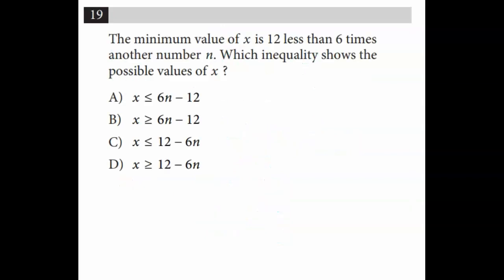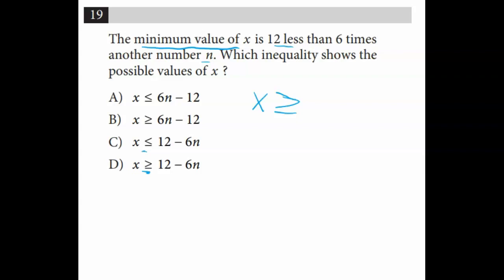All right, number 19. The minimum value of x is 12 less than 6 times another number n. Which inequality shows the possible values of x? So first we need to figure out which way this sign is facing. If we know the minimum value of x, that is the smallest value of x will equal 12 less than 6 times n. So if it's the minimum, that means x is greater than or equal to, and this would be the minimum of x, or the lowest it would go is this equation.